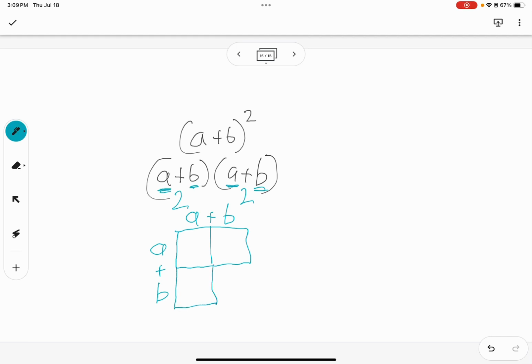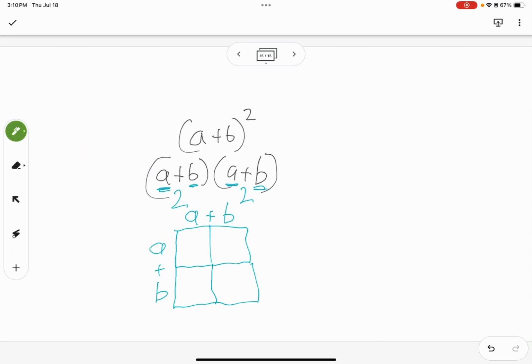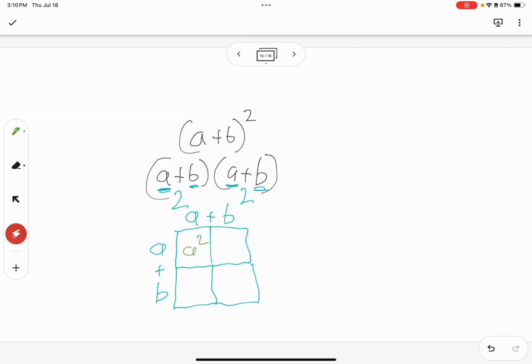So we need to have two boxes this way. So we've got A and B, A and B. Okay, so two terms, so we've got a 2 by 2 box. So now let's do our multiplication. A times A is A squared. A times B is AB. B times A is BA, but again, I'm going to write it in alphabetical order instead and make it AB. And then lastly, I've got B times B is B squared. Same thing as we had before.